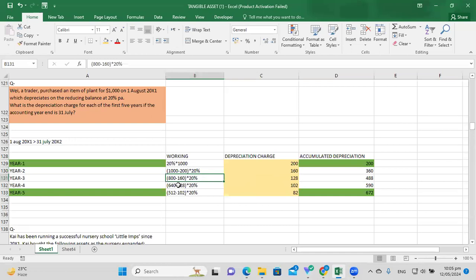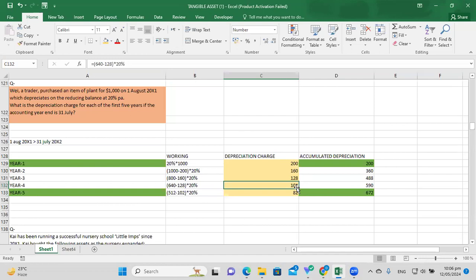Now, in the same way, 800 of our carrying value minus 160, the depreciation charge, we will multiply 20%, we will get 128 for the year three. Then again, 640 was our carrying value at the end of year three because 800 minus 160 is 640. So the carrying value at the end of year 3 was 640 minus the 128 depreciation charge multiplied by 20%, you get 102.